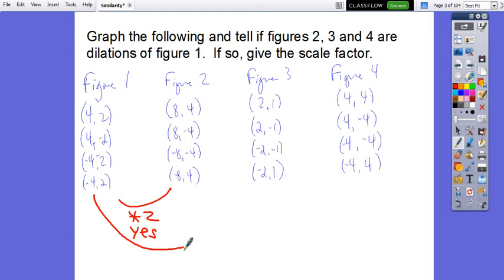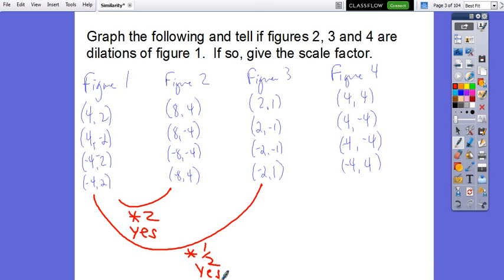So you can say times 1/2. We want to think of it as multiplication of a fraction instead of dividing by 2. I will give you credit if you said divided by 2. But you're taking the scale factor of 1/2. All right, so the answer is yes.